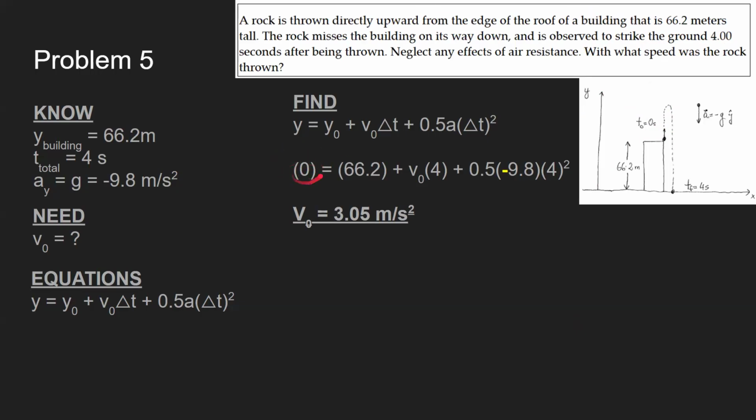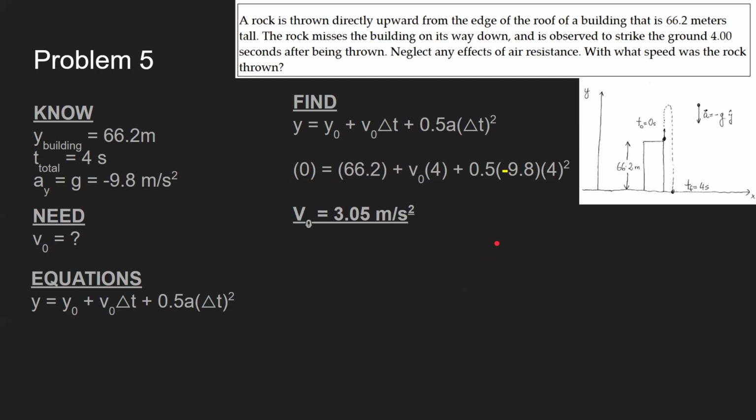So you just plug in: final position, 0. Initial, 66.2. Velocity we don't know, we're trying to find that. Time, 4 seconds. 0.5, you might see this as 1/2 in the equation, by the way, but I just wanted to type that instead. Negative 9.8 and then 4 squared. Never forget your squareds, by the way. Be careful about your squareds and your negatives. Those are the two things that mess people up sometimes. So that was the easy one.